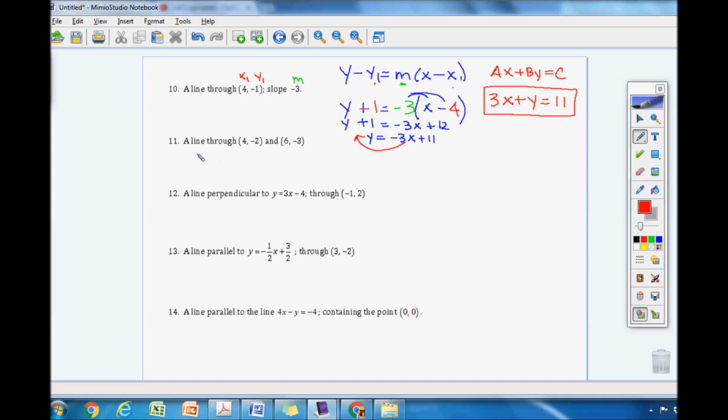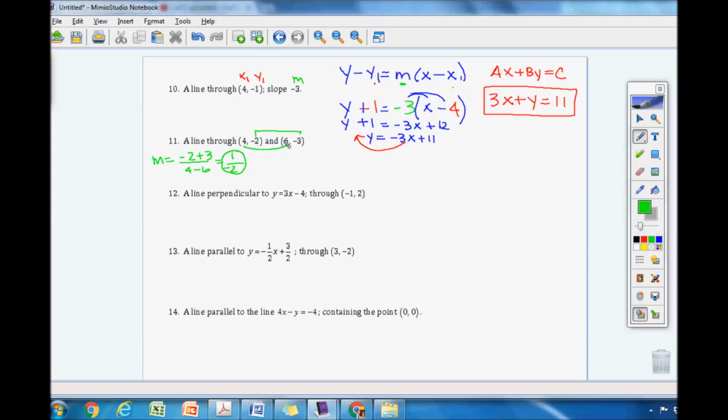All right, so now this time for number 11, I don't have a slope, so I actually need to find that first. Okay, so I'm going to start with slope, and that's the change in my y's over the change in my x's. So I have -2 minus -3, but plus, because it turns it. All right, and then that's going to be +1, and then the change in my x's, so 4 minus 6 is -2. Okay, so here is my slope, -1/2.